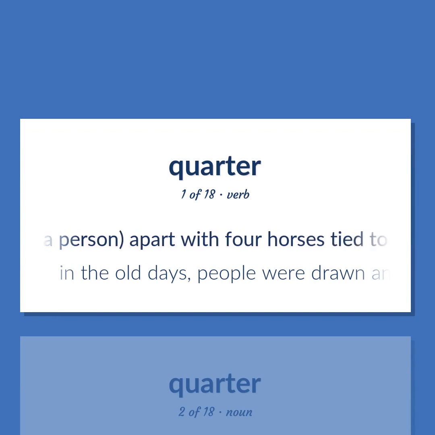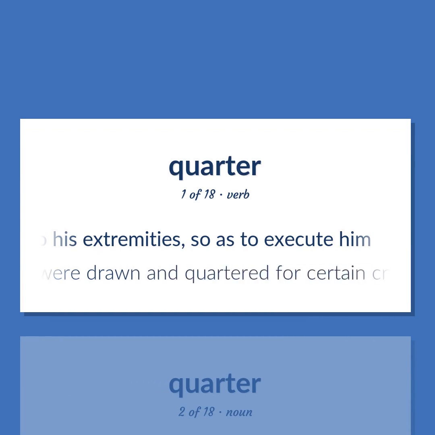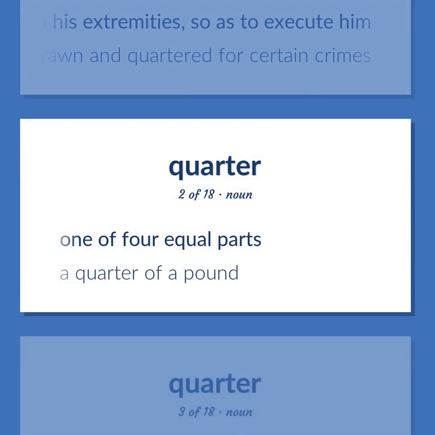Pull a person apart with 4 horses tied to his extremities, so as to execute him. In the old days, people were drawn and quartered for certain crimes. One of four equal parts. A quarter of a pound.